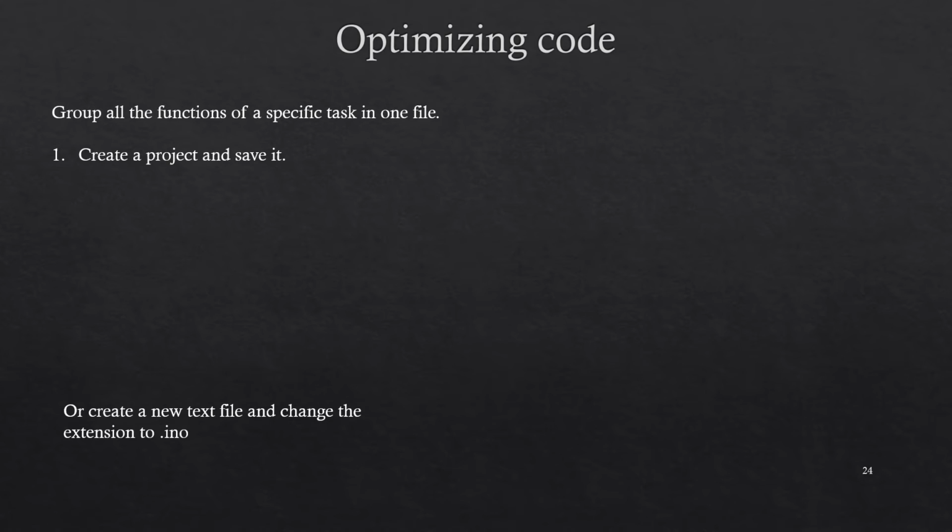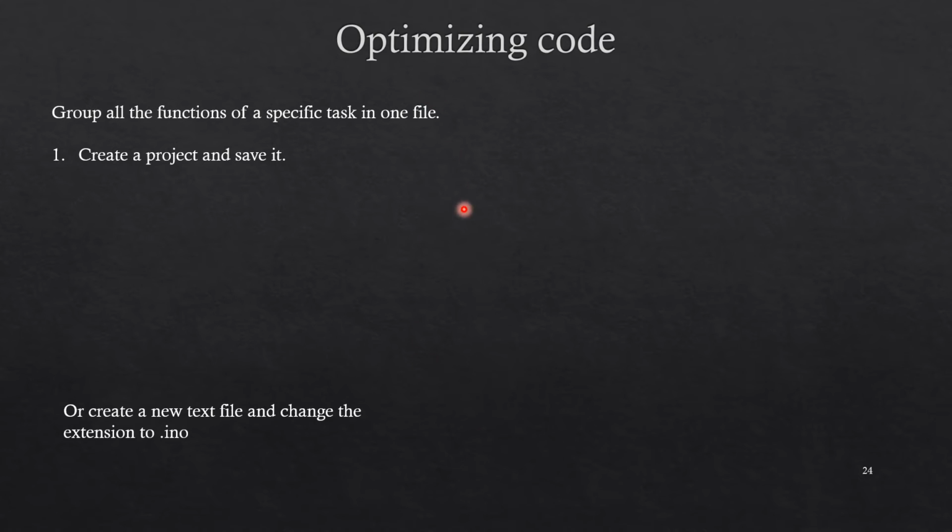Another thing about optimizing the code, you can group all the functions of a specific task in one file. So let's say you have a project which will do mathematical operations, and it also will control the lighting. Now, the mathematical operations would be a set of functions which will go in one file, and the functions responsible for controlling the lighting, for example, would go in another file.